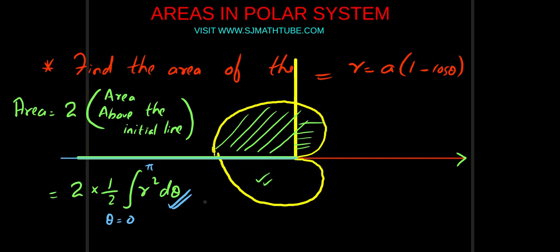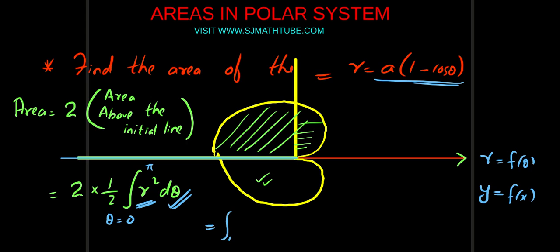Now the last question, what is the value of r? In Cartesian, I used to ask what is the value of y in terms of x. Similarly, in polar, I will keep on asking what is the value of r in terms of theta. Yeah, this one. So let's plug in that value. So you get theta equal to 0 to pi, because this 2 and 2 will get cancelled. And instead of r square, we plug in a square 1 minus cos theta the whole square d theta.